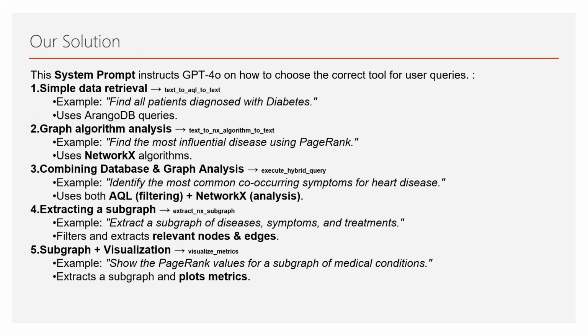So the solution that we provide consists of AI tools that has simple data retrieval, text to AQL. For example, find all patients diagnosed with diabetes using ArangoDB queries. Then we have graph analysis, algorithm analysis: find the most influential disease using PageRank. We use NetworkX algorithms. Then combining both database and graph analysis, that is a hybrid query: identifying the most common co-occurring symptoms for heart diseases using both AQL filtering and network analysis, extracting a subgraph, and then the visualization part.